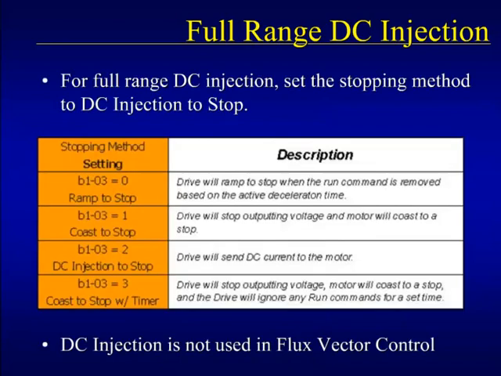To enable full-range DC injection, the stopping method, parameter B1-03, must be set to DC injection to stop, setting 2. This will cause the drive to DC inject anytime the run command is removed. Note that DC injection is not used in flex vector control.